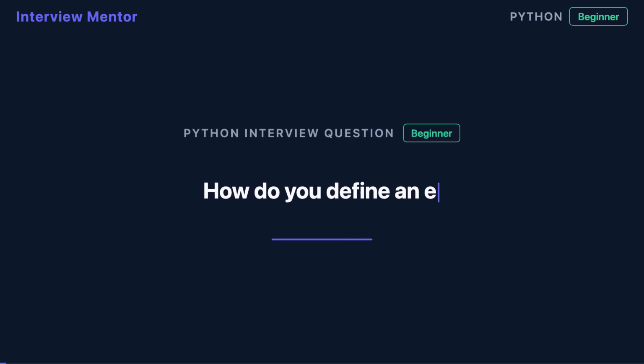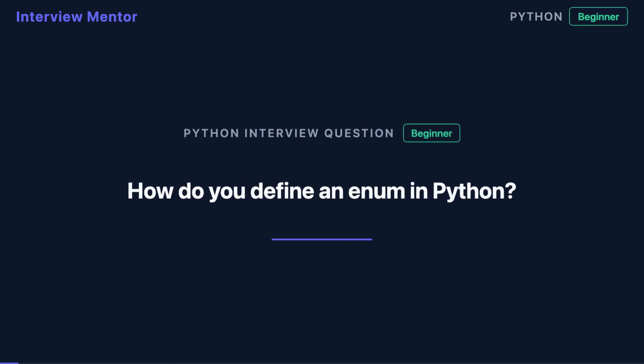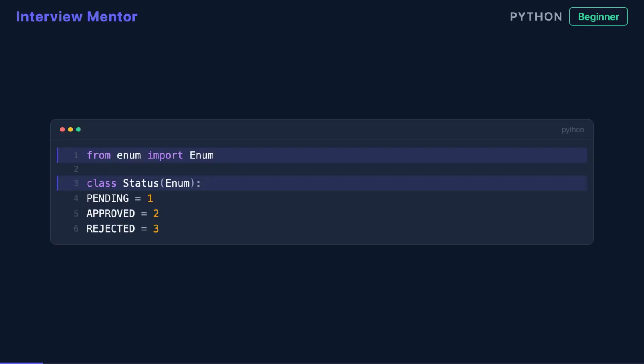Are you still using magic numbers like 1, 2, 3 to represent status codes? Let's fix that with Python enums. To create an enum in Python, start by importing the Enum class from the built-in enum module.